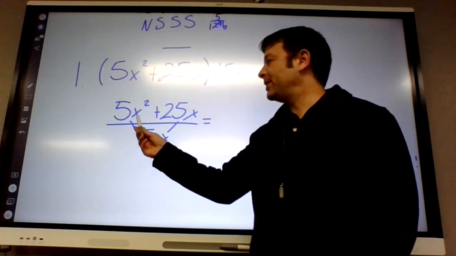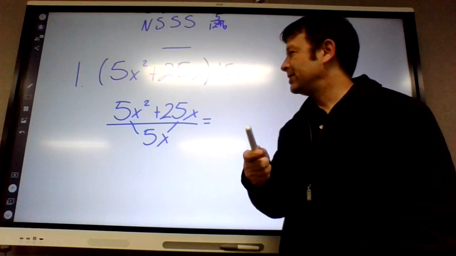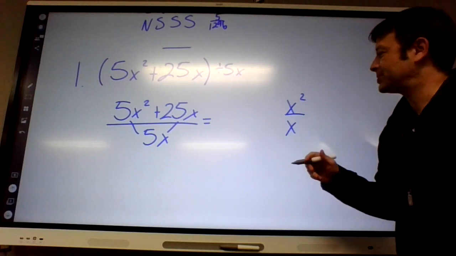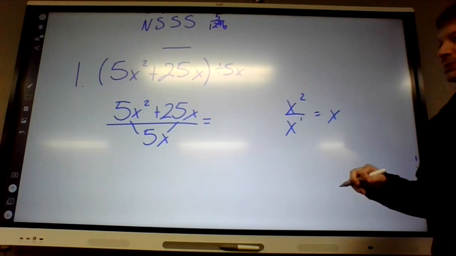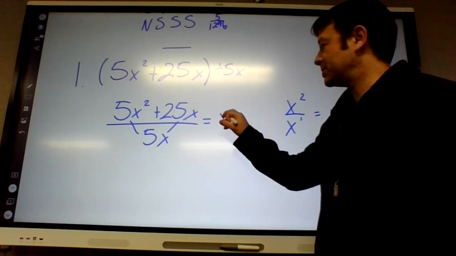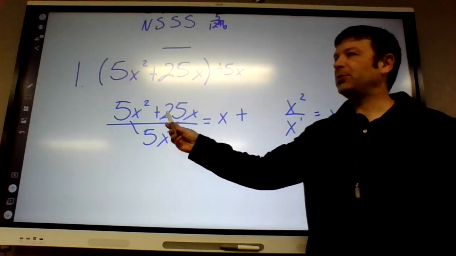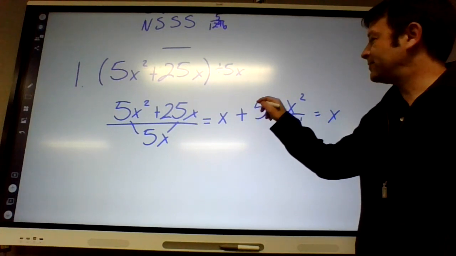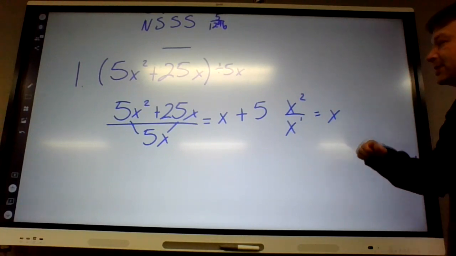Okay, what is 5x squared divided by 5x? 1x squared. No. Wrong. You guys remember this? X squared divided by x, you do 2 minus 1. So it's just x. It's 1x to the 1, which is just x. Plus, what's 25x divided by 5x? 5. X divided by x is 1, but 1 times 5 is 5. So the x's just go away in this case.